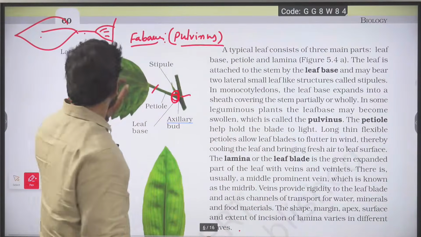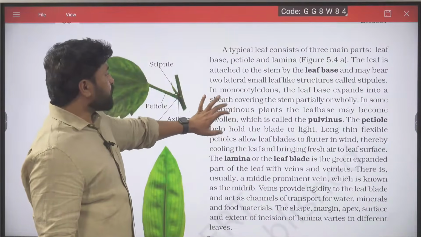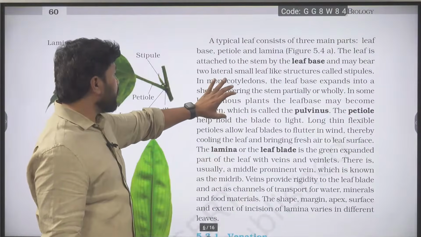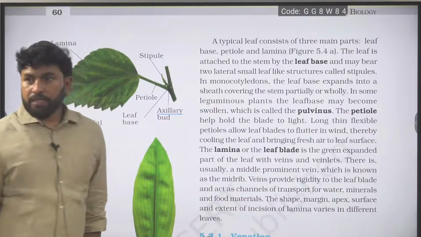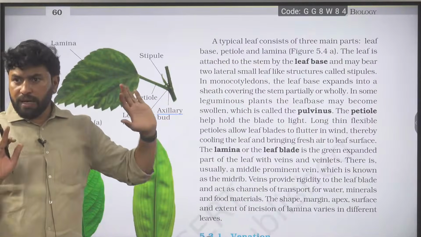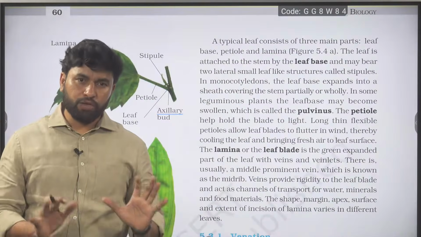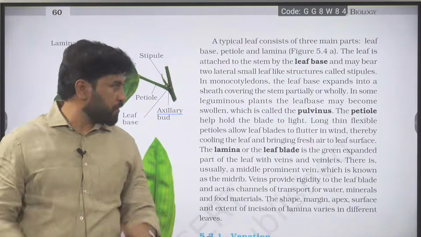Let us talk about those details here. A leaf is attached to the stem by the leaf base and may bear two lateral small leaf-like structures called stipules. Getting the statement? It is not compulsory for a leaf to have stipules. If stipules are there, the leaf is stipulated, and if stipules are not there, non-stipulated.